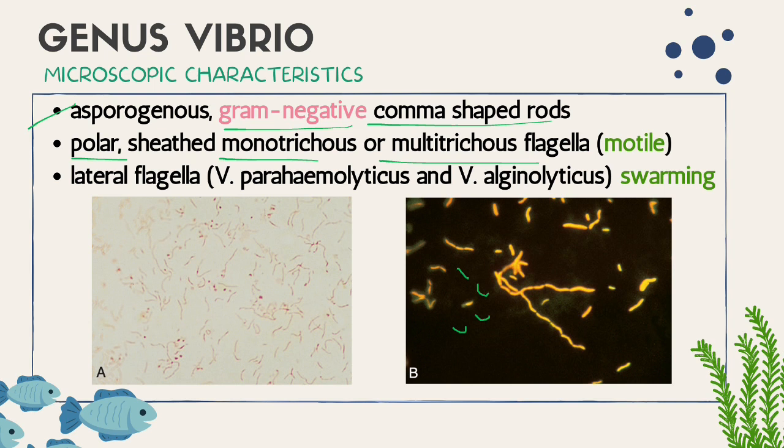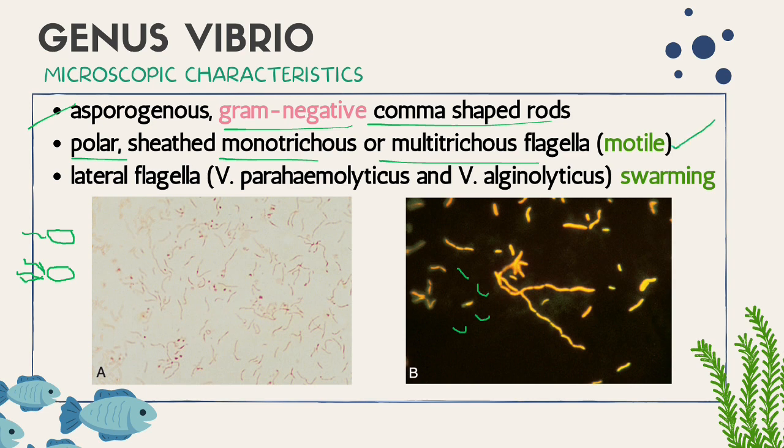So, how are their flagella arranged? For monotrichous, it looks like this, okay? Like a sperm cell. Mono, so a single flagellum. For multitrichous, it is still polar, but there are many flagella. So, that means the particular organisms are mostly motile.